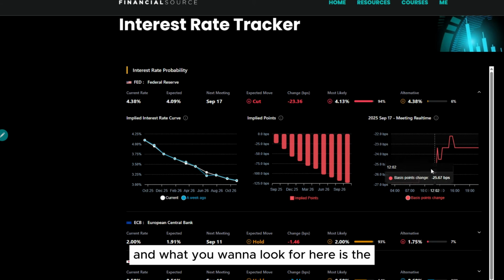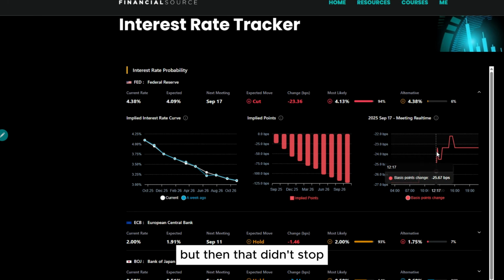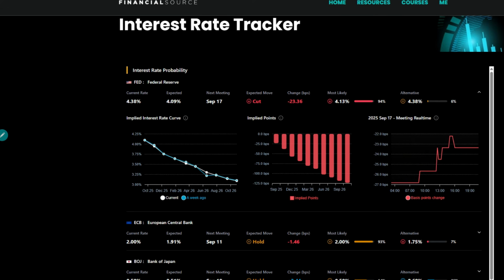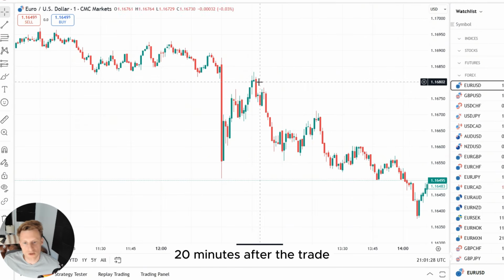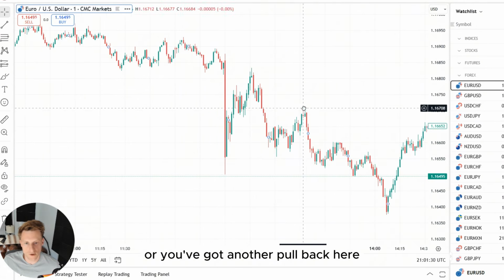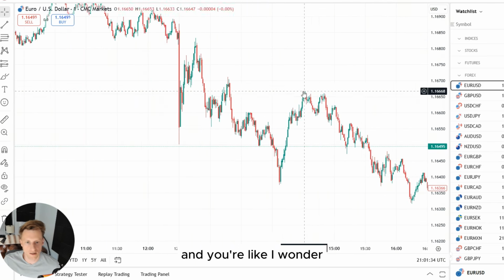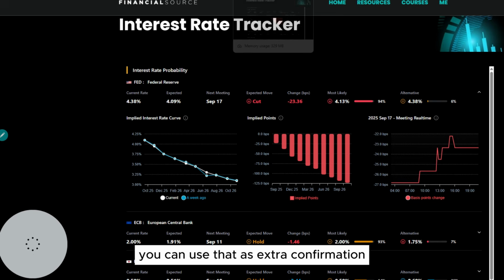And what you want to look for here is they started pricing in less easing, but then that didn't stop. That's the key, right? It didn't stop. It just kind of continued throughout the rest of the entire session. And that sort of thing, when you're 15, 20 minutes after the trade, or you've got another pullback here and you're thinking about shorting, or you got another pullback here and you're like, oh, I wonder, what should I do? You can use that as extra confirmation.